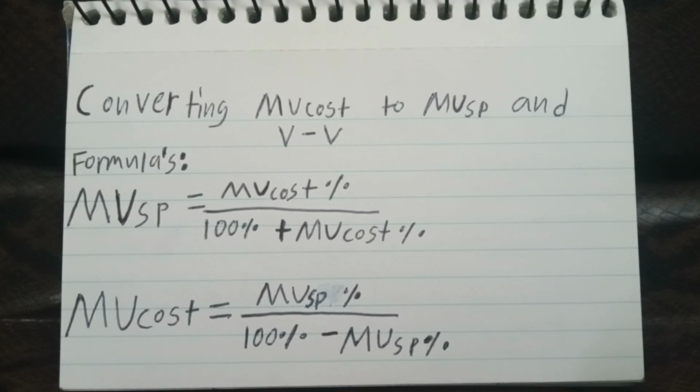And for our last and final topic, which is converting markup based on cost to markup based on selling price and vice versa. So I want you to take a look at these formulas. So if you're trying to find the markup based on selling price, all you have to do is get the markup based on cost and divide it by 100% plus the markup based on cost again. And if you're trying to find the markup based on cost, all you have to do is get the markup based on selling price and divide it by 100% again minus the markup based on selling price again.